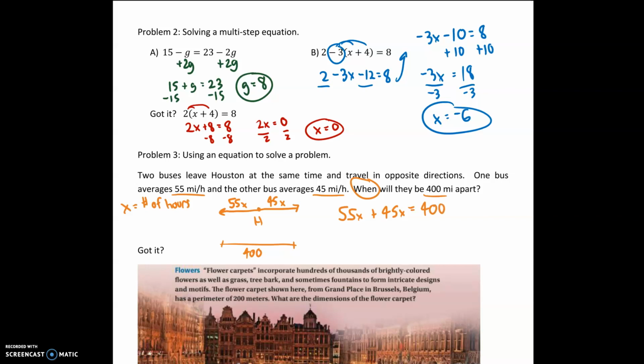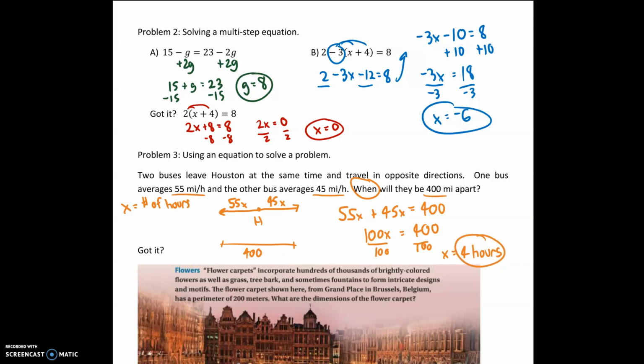So now that I have that equation, it looks pretty simple. Just add those like terms together on the left-hand side and then take one more step to divide both sides by 100 using my division property. And I get that x is going to be 4. That's what I need to figure out from this question, the number of hours. So I just want to put those units on for a nice word problem answer. That's going to be 4 hours in which they're going to be 400 miles apart.